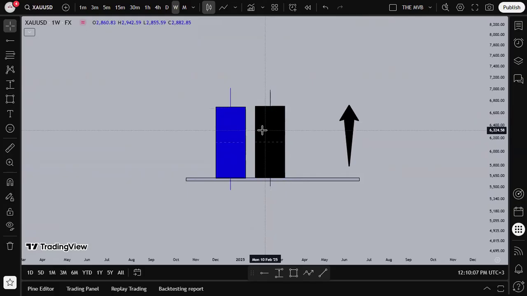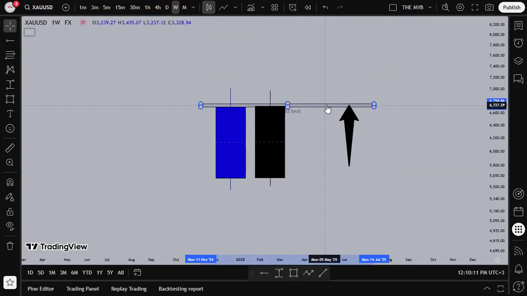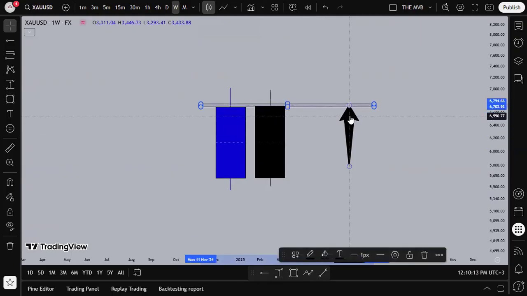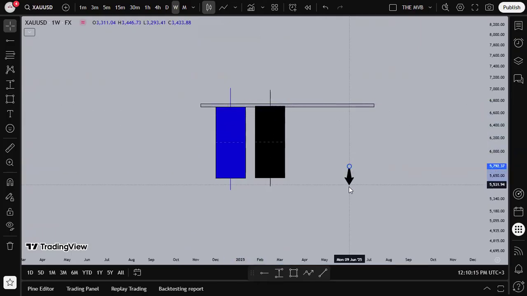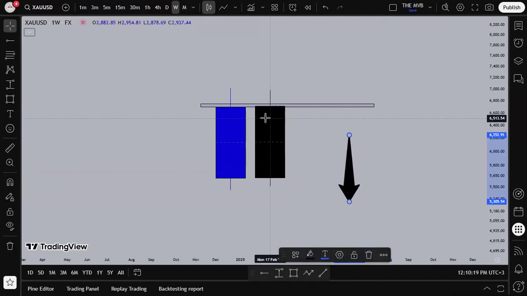Sorry. Let's say this is a resistance level. So we have a bullish candle. My bullish candles will always be in color blue, and my bearish candles will mainly be in color black. So this is a resistance level, okay?